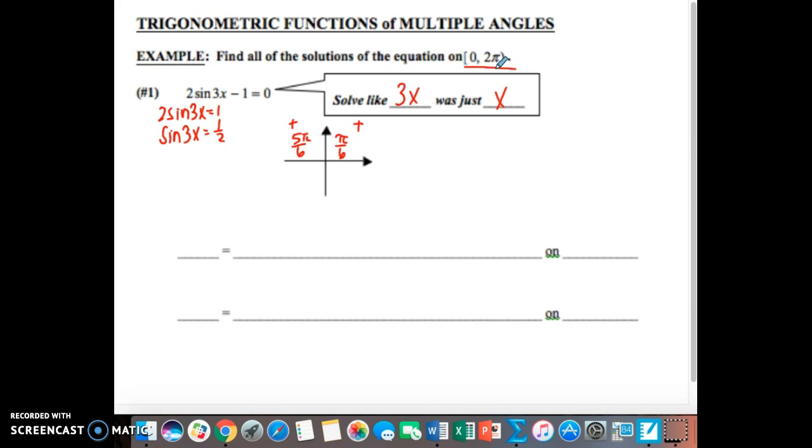So now we need to take 3x and set it equal to pi over 6 plus 2k pi, which is what our equation would be, and take 3x and set it equal to 5 pi over 6 plus 2k pi, which again is what our equation would be. And now the key step here is to divide all terms by 3 to solve for x.